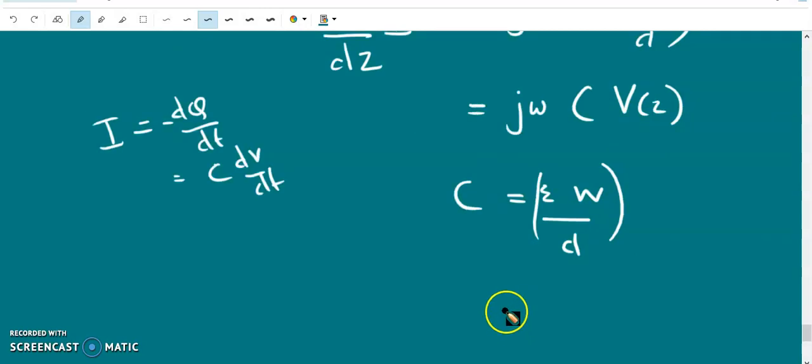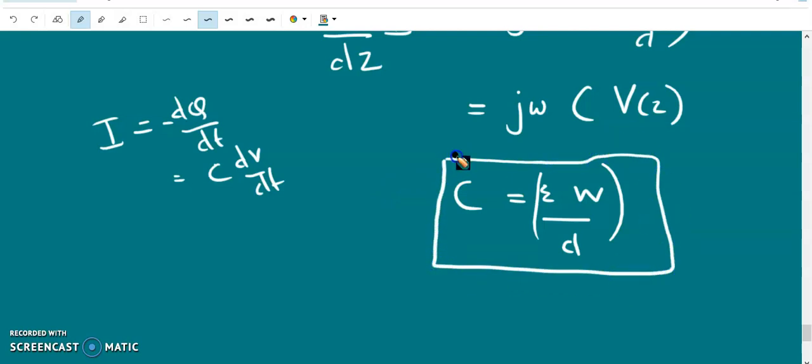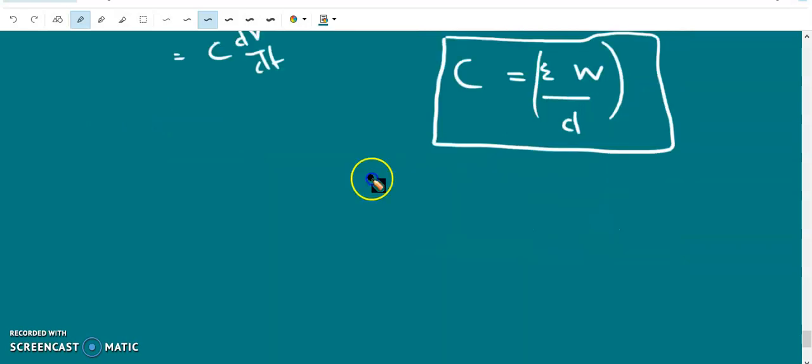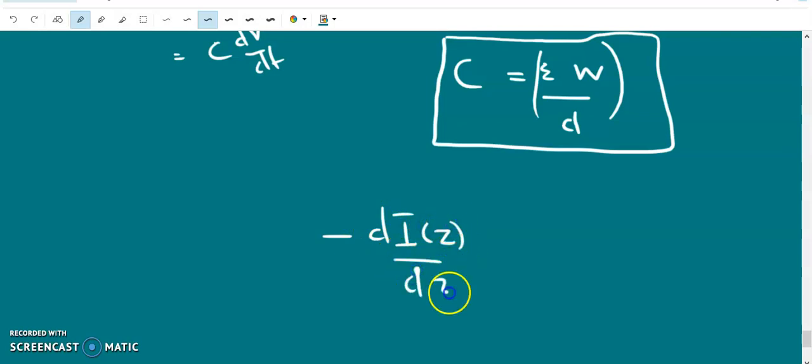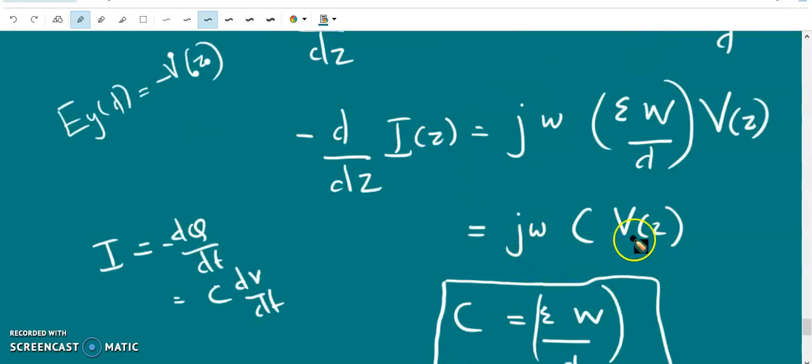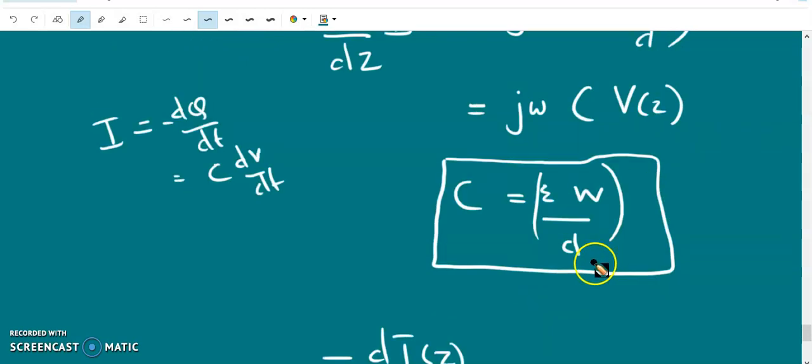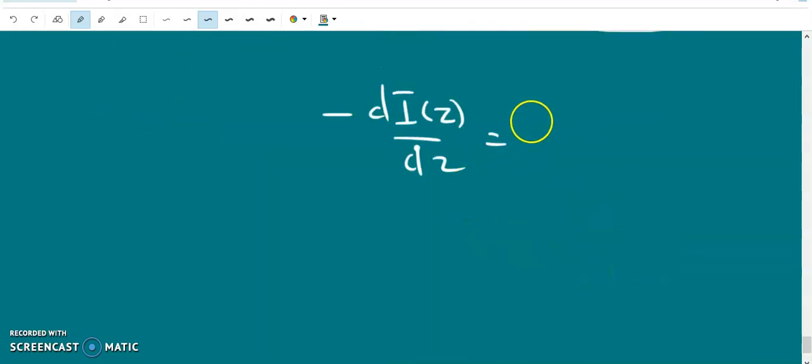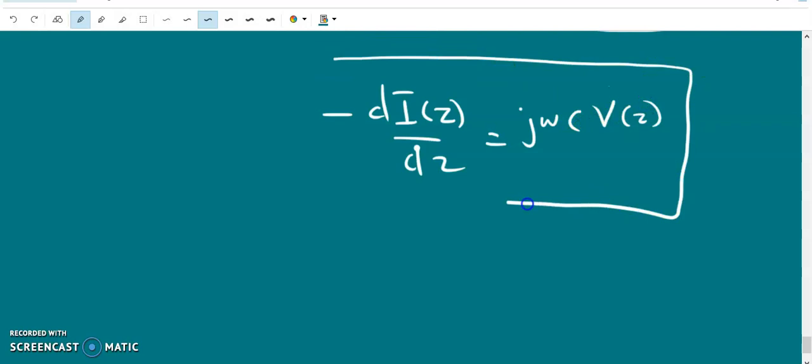So here C equal to epsilon w by d is the capacitance per unit length of the parallel plate transmission line. So we have got two quantities, the inductance per unit length and the capacitance per unit length. And in terms of this capacitance per unit length, the above equation is minus dI by dz is equal to j omega C into V of z. So this is equation number Roman letter 2.